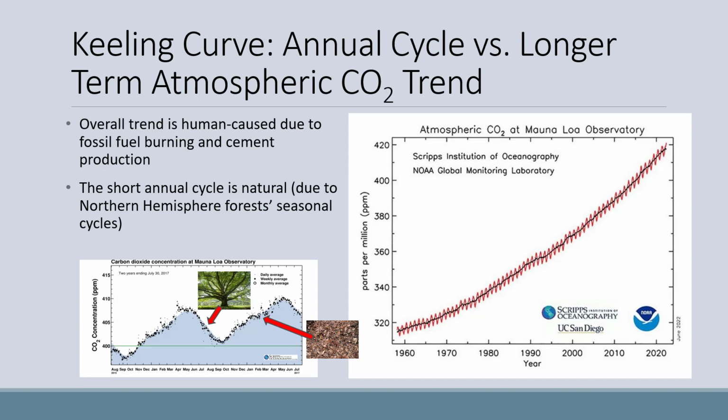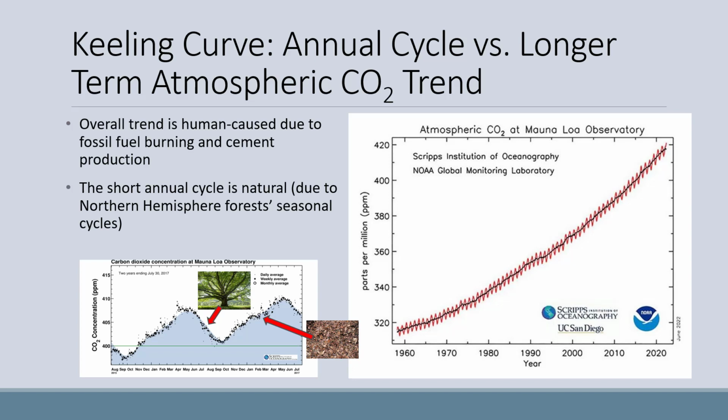We have been tracking atmospheric CO2 trends using high-frequency measurements since the 50s, when Charles Keeling began measuring CO2 concentrations on the top of Mauna Loa in Hawaii. From these measurements, we were able to see that CO2 concentrations are definitely trending upward. This is due to human activities like burning fossil fuels and cement production. But there is also a short-term annual cycle. This is due to the Northern Hemisphere's seasons.